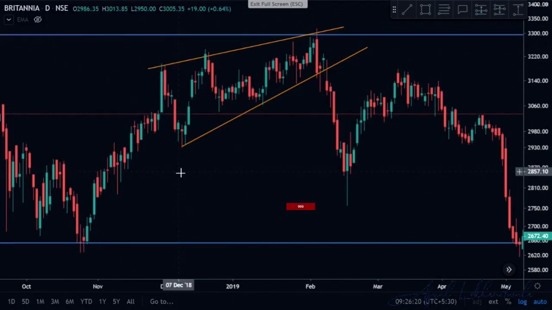Let us now look at Britannia's daily chart. Here again, if we connect the highs, we get an upward sloping line. If we connect the lows, we get a line which is steeper than the previous line. So this is a rising wedge pattern. The price is again coming from an uptrend, and after the pattern, the trend gets converted into a downtrend. The price breaks below this pattern, and look at the fall. Very nice fall. So once again, it has acted as a bearish reversal pattern.